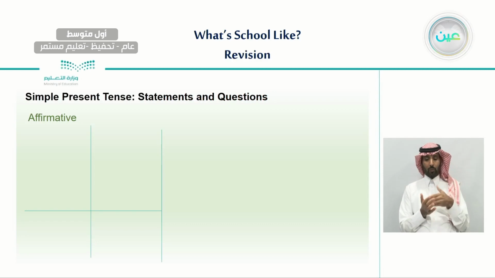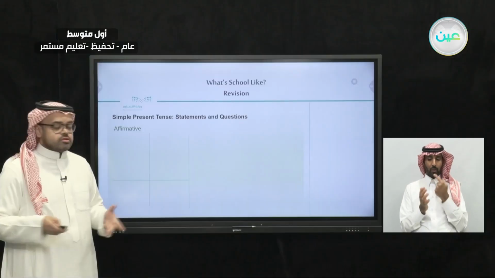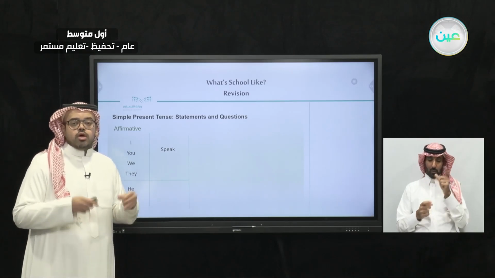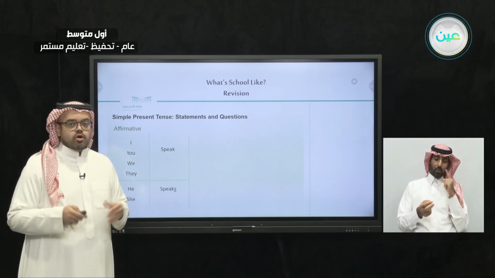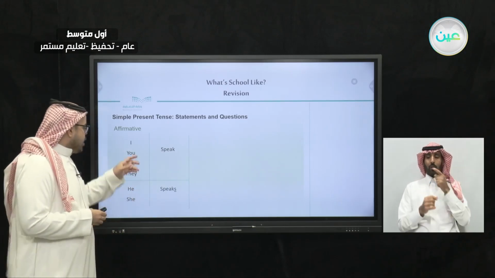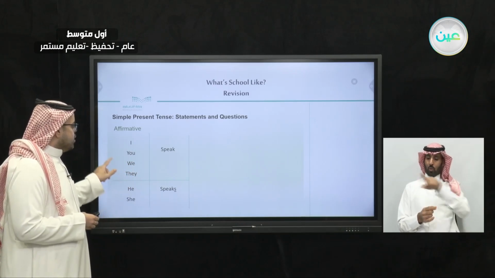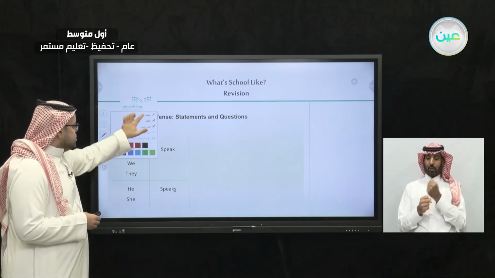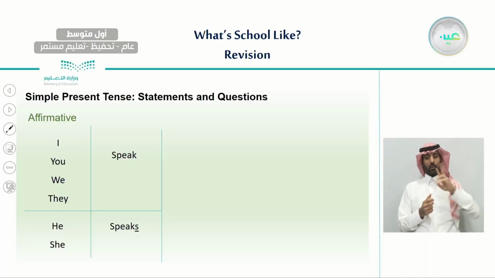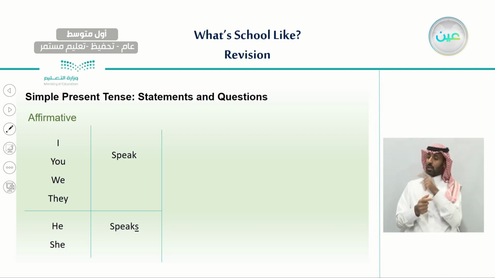Last lesson, we had a new grammar rule about the simple present tense, where we learned that with certain subject pronouns, we make changes to the verb. For example, if we use the pronoun I, you, we, or they, we use the verb as it is, as we can see here in speak. And if we have the third person singular pronouns like he and she, in this case, we add s to the verb.